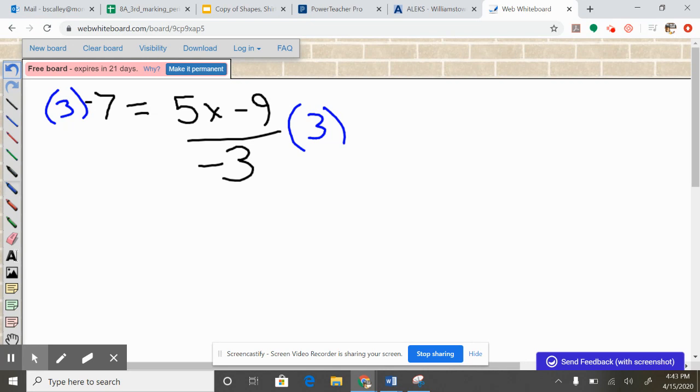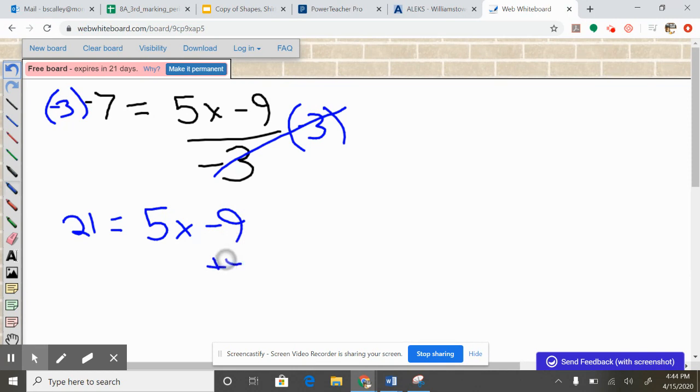From here, and actually, you know what? Dividing by -3, I should have been multiplying by -3, because -3 over -3 will just cancel out here. On the left side, -3 times -7 will give me a positive 21. And now on the right, I have no more fraction. It is just 5x minus 9. And this should be an easy one to solve.